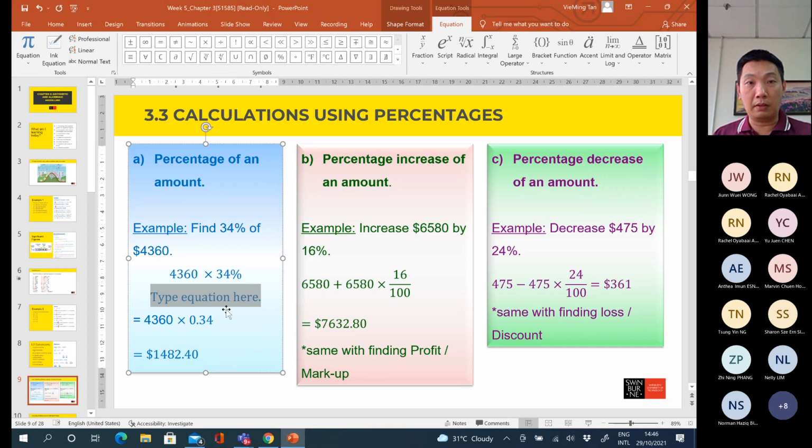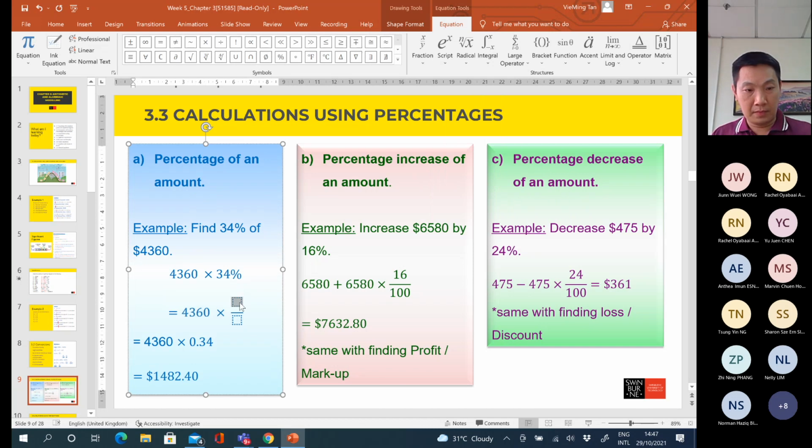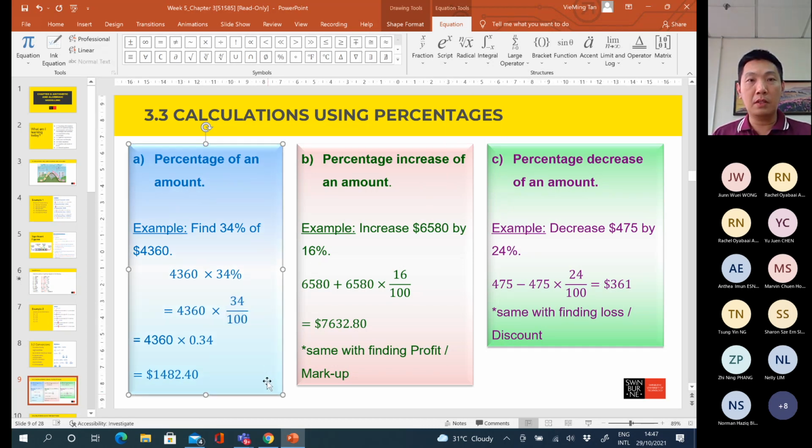Okay, if you want to do it step by step, 360 multiply 34 over 100. So you need to convert the percentage number into a decimal number first, or a fraction. If you cannot do it straightforwardly, then you have to add this step. Add this step, and then do this one, followed by the answer.